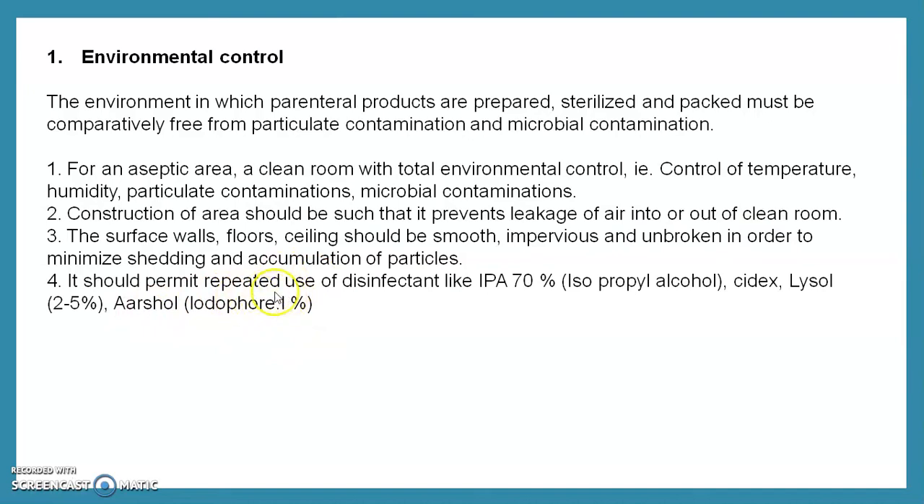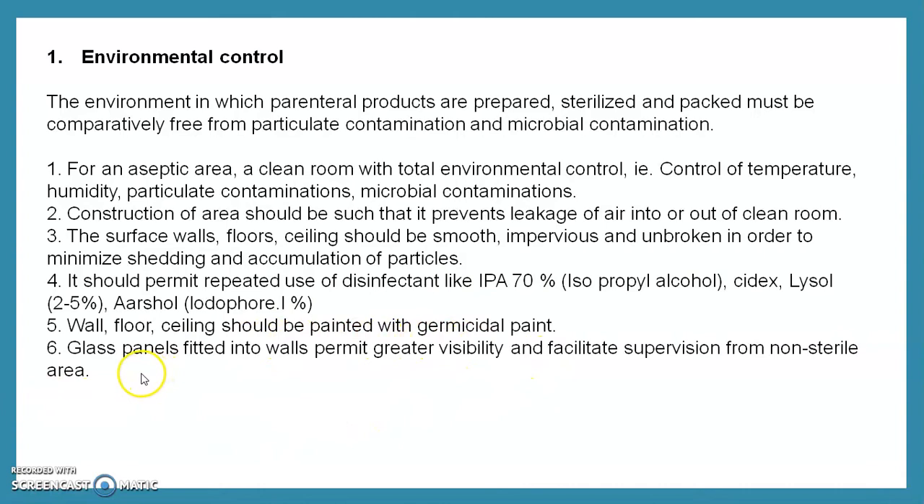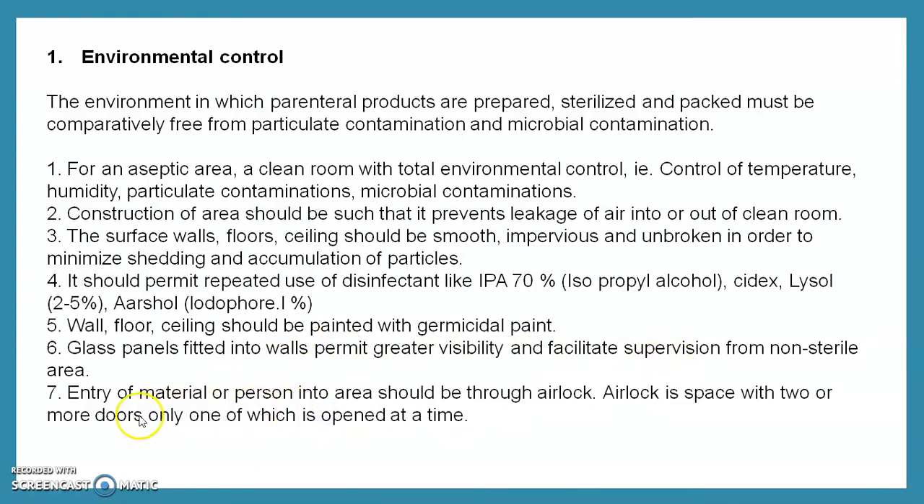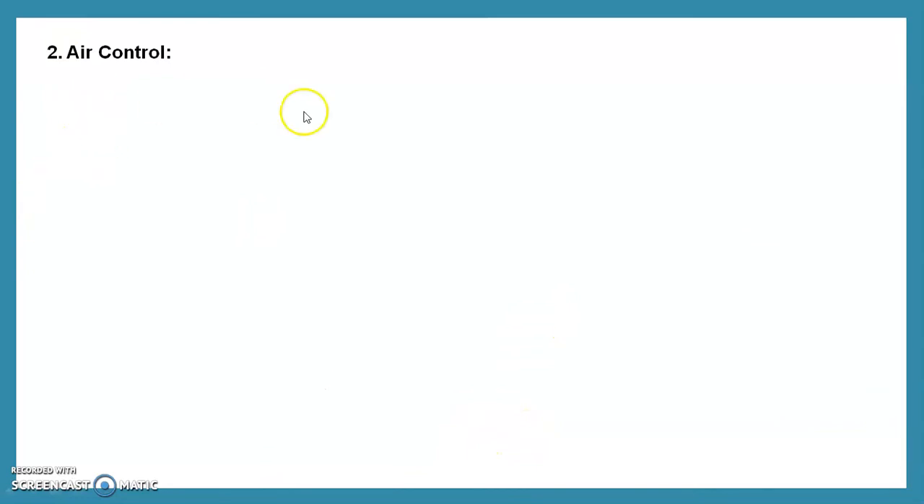It should permit the repeated use of disinfectants like IPA 70%, that is isopropyl alcohol, Cidex, and Lysol aerosol. Then wall, floor, and ceiling should be painted with germicidal paint. Glass panels fitted into the walls permit greater visibility and facilitate supervision from the non-sterile area. Then entry of material or person into the area should be through an airlock. An airlock is a space with two or more doors, only one of which can be opened at one time.